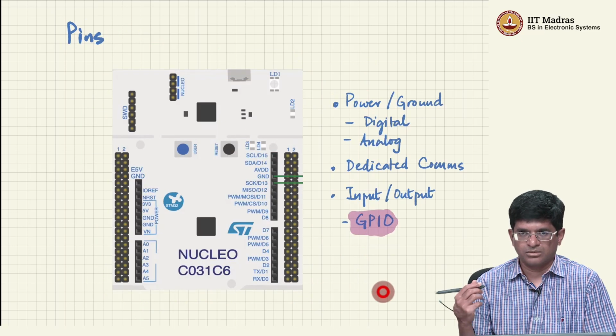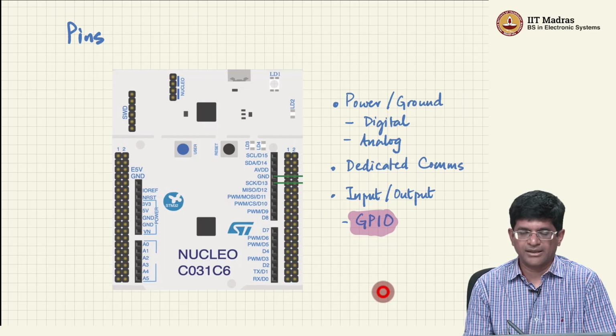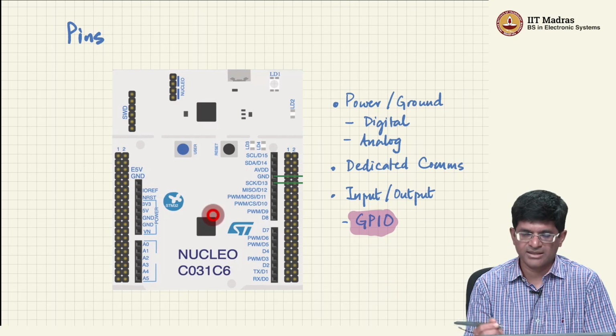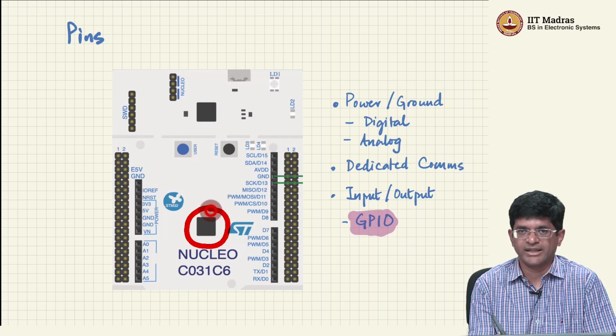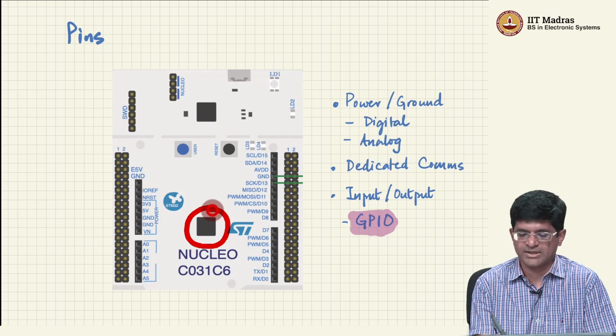Now, with that background, right, we know that this is the picture that we used for our Nucleo board, right, but in that board, this small black square that you see in the middle is the actual microcontroller that is doing all the work that we want, or rather that is running our programs.